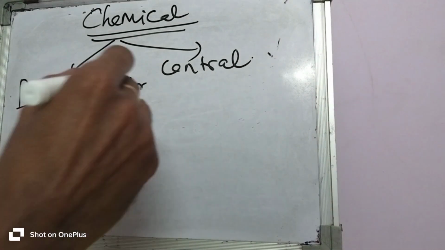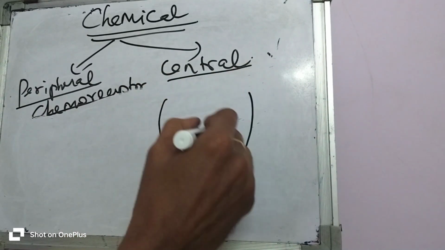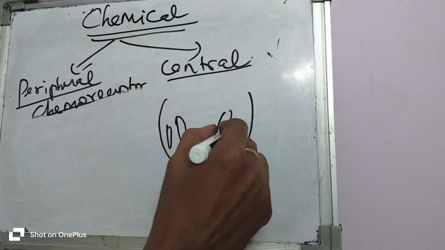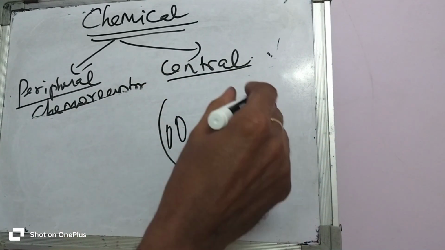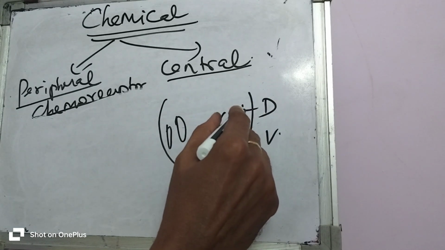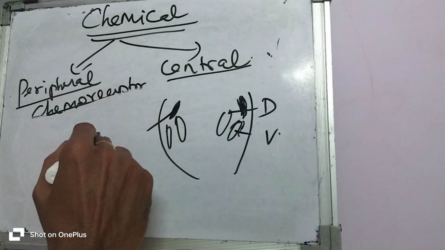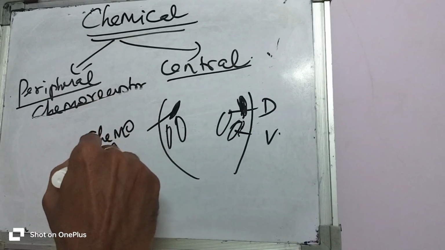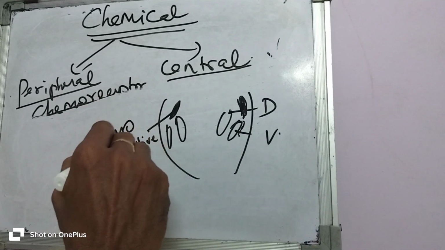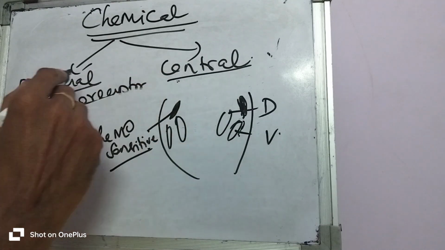Coming to the central chemoreceptor, they are located near the DRG and VRG. This is the DRG and this is the VRG, and they are located somewhere around them. So this is called the chemoreceptor area, chemosensitive area, or the location of central chemoreceptor. And what is the stimulus for central chemoreceptor? It is the level of carbon dioxide.